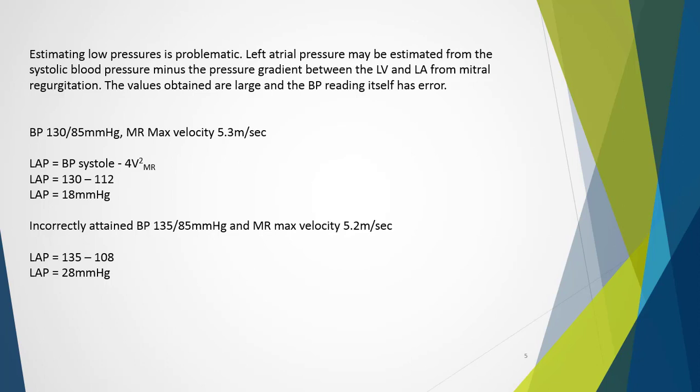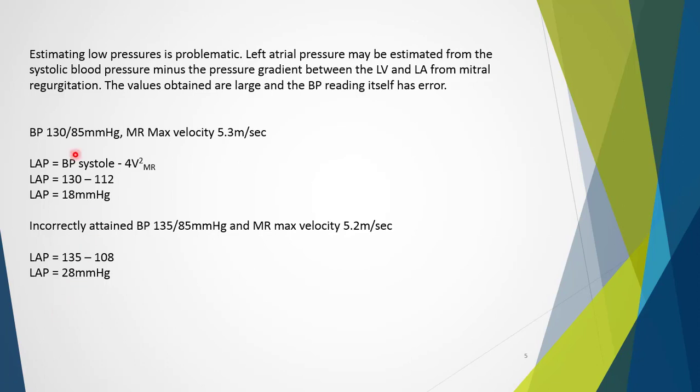We have discussed the application for pulmonary artery systolic pressure derivation. However, left atrial pressure may be estimated from the systolic blood pressure minus the gradient between the left ventricle and left atrium from mitral regurgitation. The values attained are large and the BP reading has error itself. Combining the two may easily lead to error of over or underestimation of the actual value.